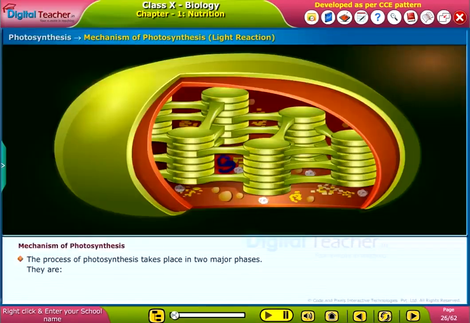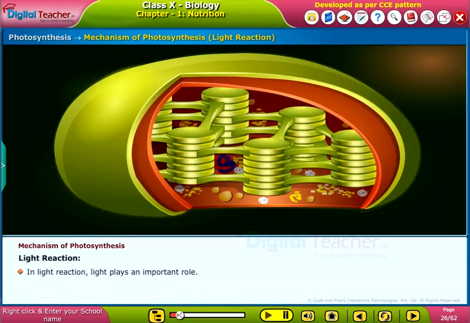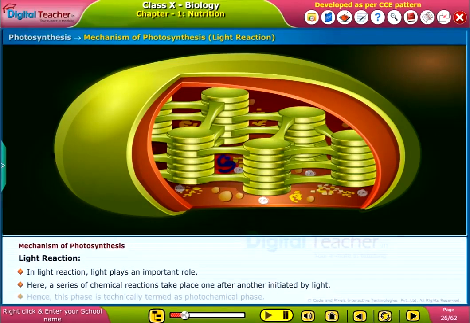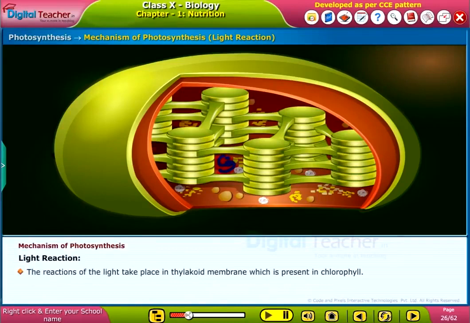The process of photosynthesis takes place in two major phases. They are light reaction and dark reaction. In light reaction, light plays an important role. Here, a series of chemical reactions takes place one after another, initiated by light. Hence, this phase is technically termed the photochemical phase. The reactions of the light take place in the thylakoid membrane, which is present in chlorophyll. Thylakoids are termed grana of chloroplasts.